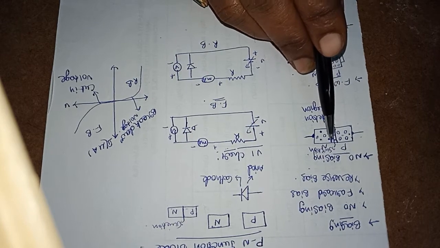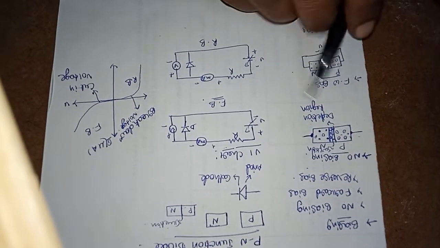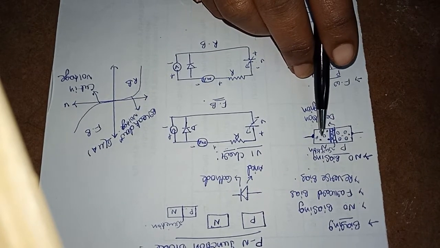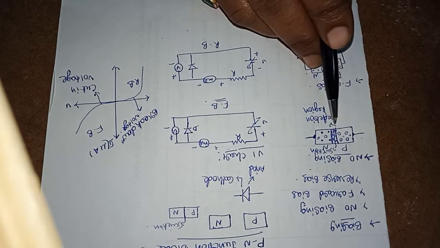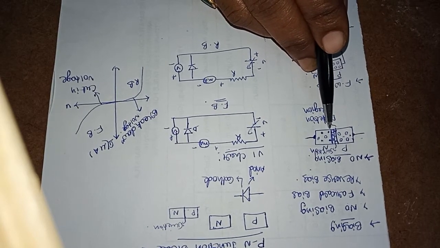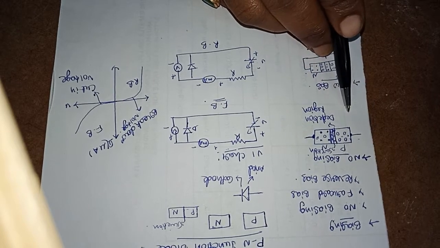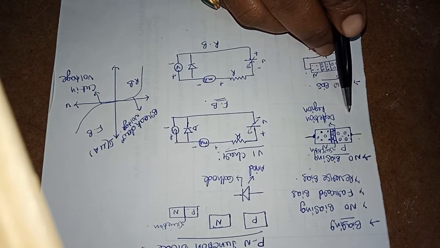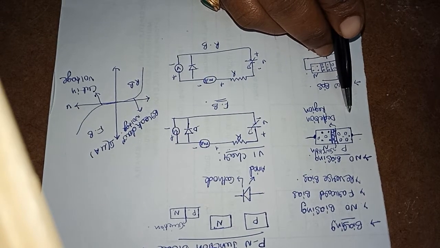So they diffuse. Holes are diffused into the N-type material, and electrons are diffused into the P-type material. So here it forms one layer. That layer is known as the depletion region, depletion layer, or space charge region.